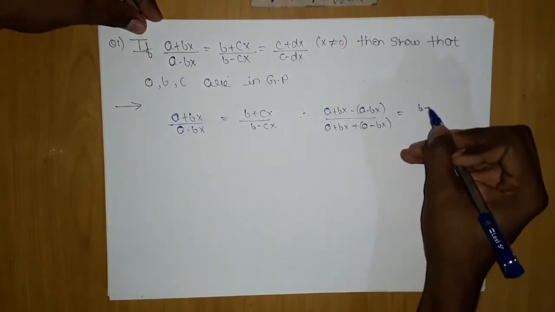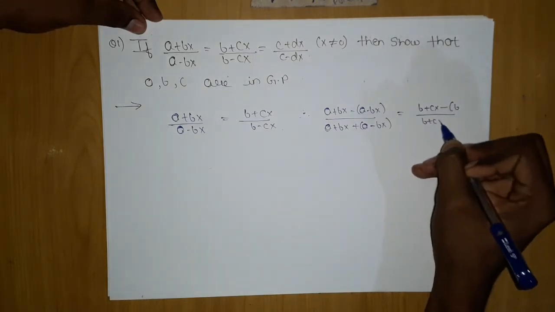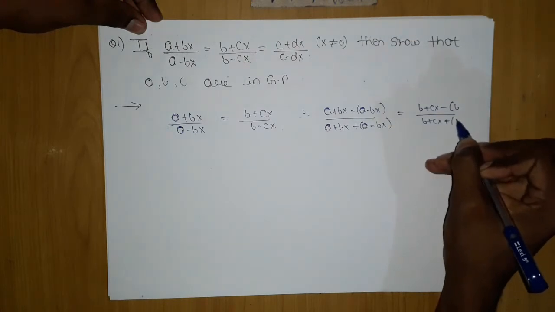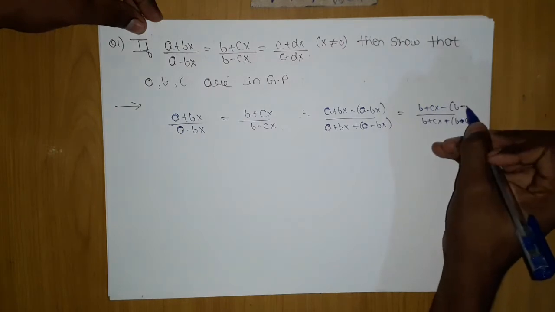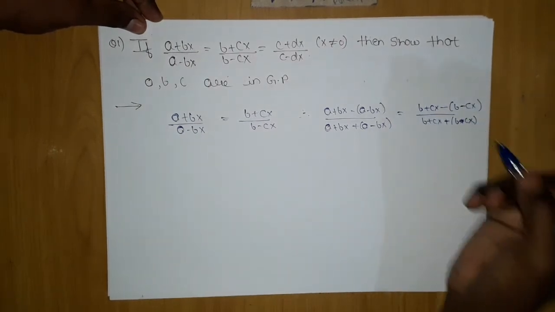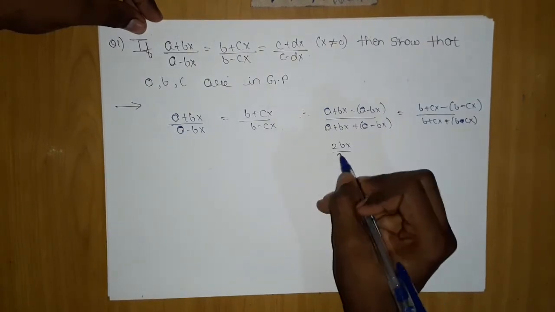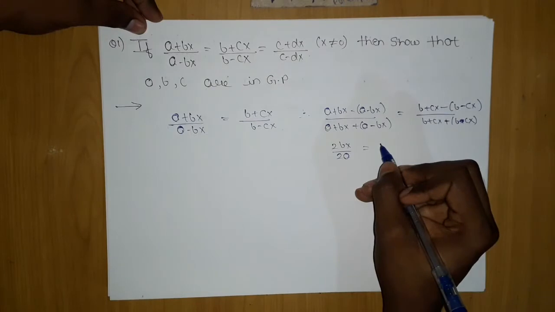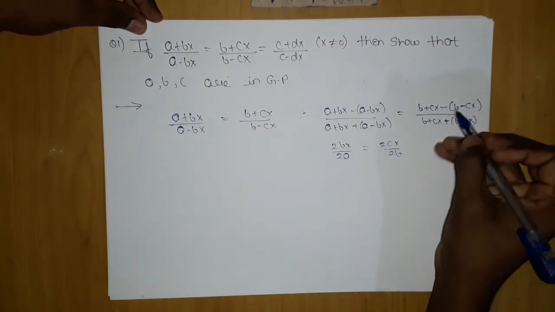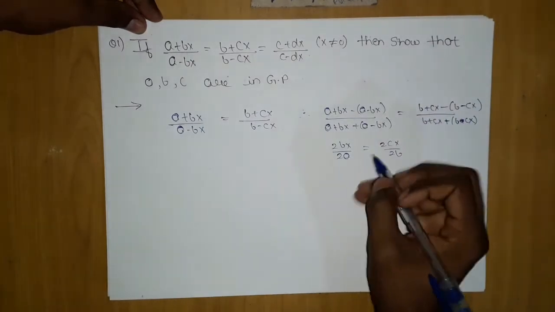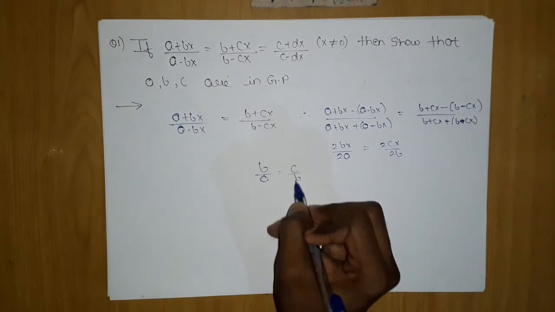Similarly, if I do here (b plus cx) minus (b minus cx) upon (b plus cx) plus (b minus cx). Now what we get from here, we get 2bx upon 2a. Similarly, here we get 2cx upon 2b. This c will cancel out, this b will cancel out. If I cancel these terms, what I get is b by a equal to c by b.